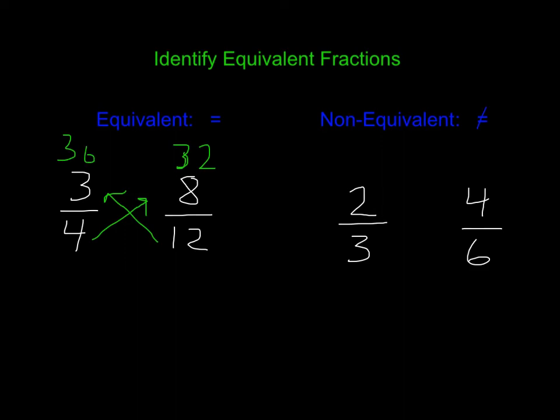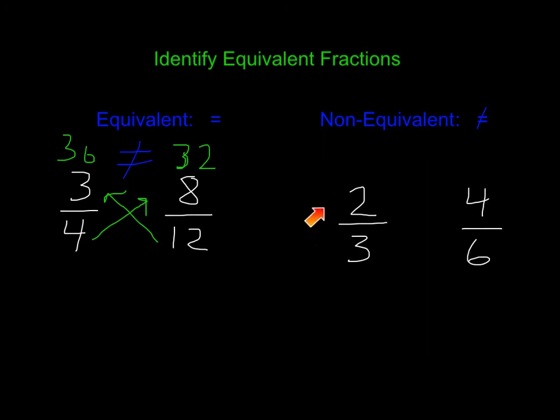Now because 36 is more than 32, I know that these are not equivalent. So I want my non-equivalent sign, which is an equal sign with a cross through it. So these would then be my equal sign with a cross through it, meaning non-equivalent.